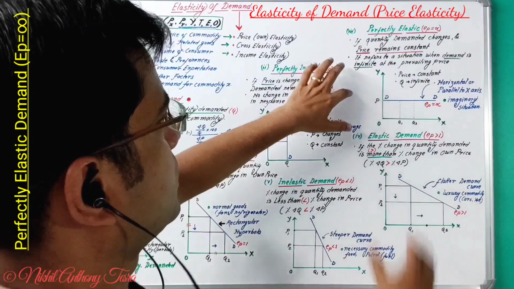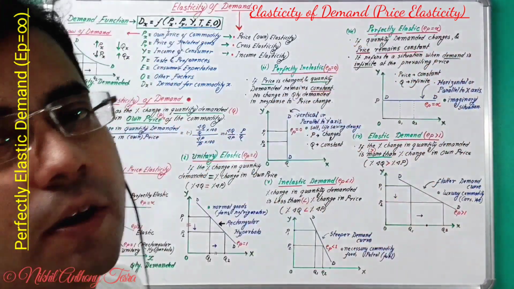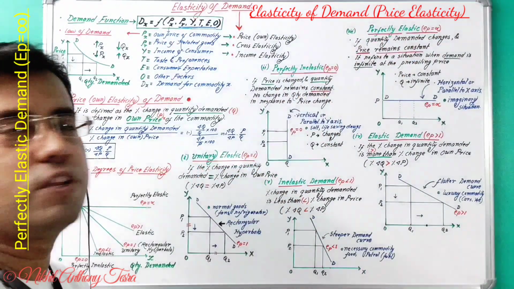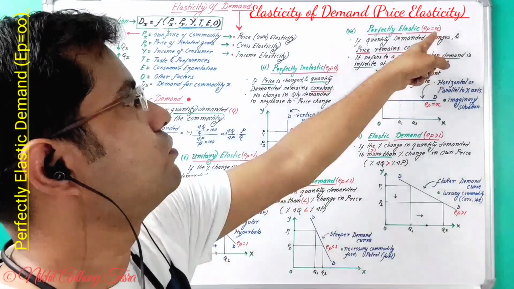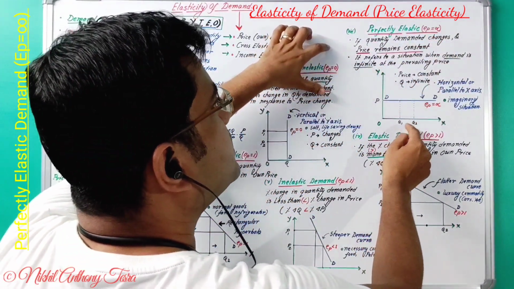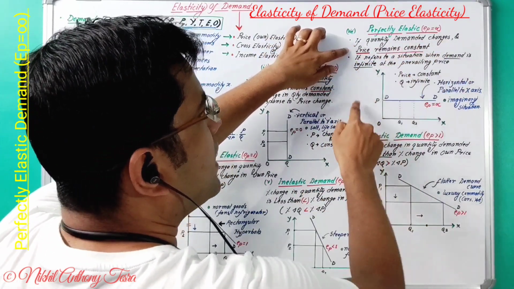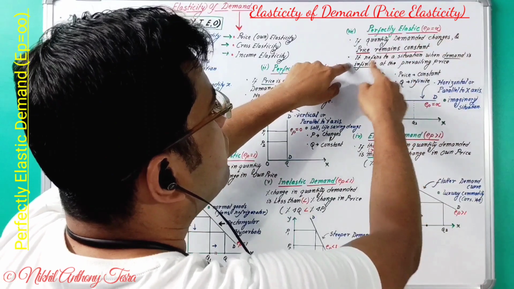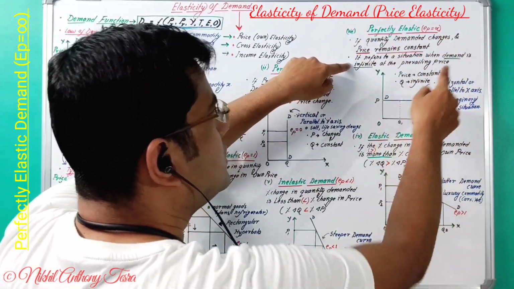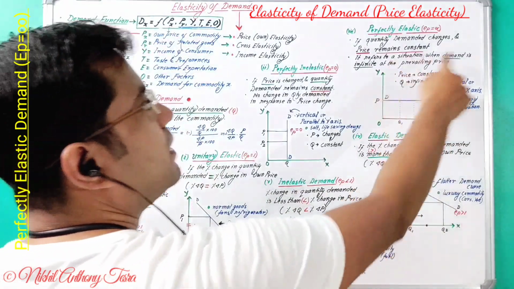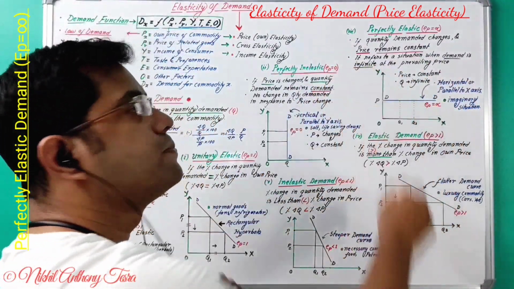Then what we can say for perfectly elastic demand, that is EP equals to infinity. In case of EP equals to infinity, the quantity demanded changes and price remains constant. Or we can say it refers to a situation where demand is infinite at the prevailing price.